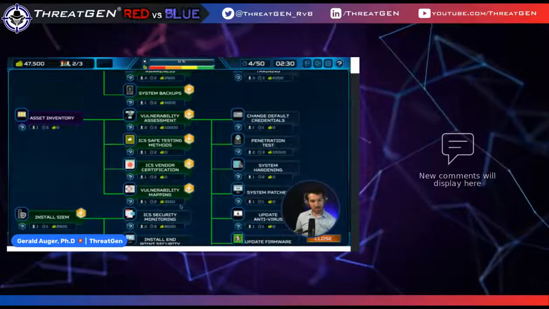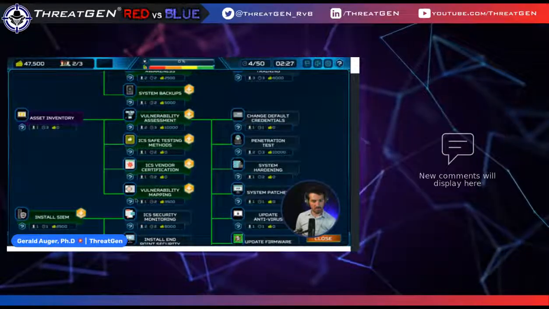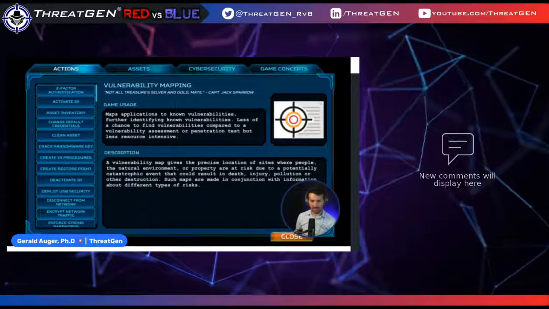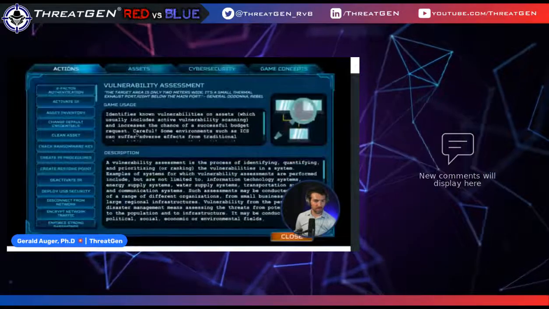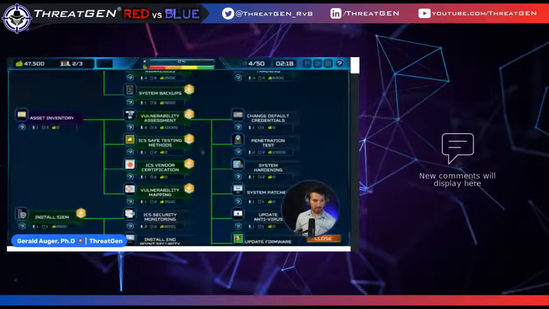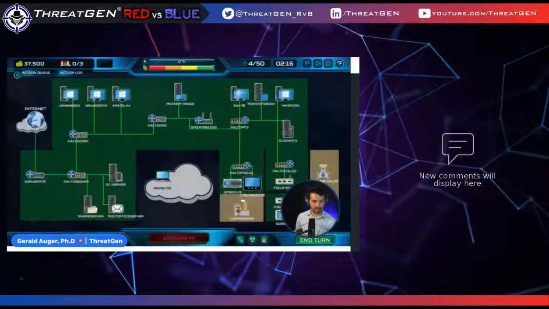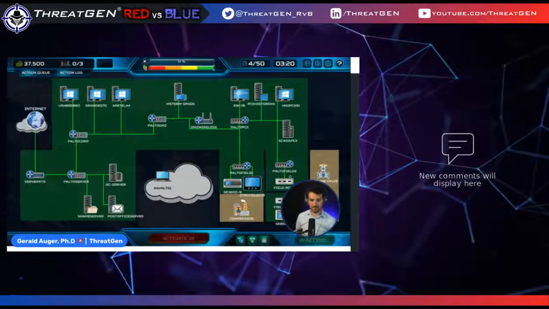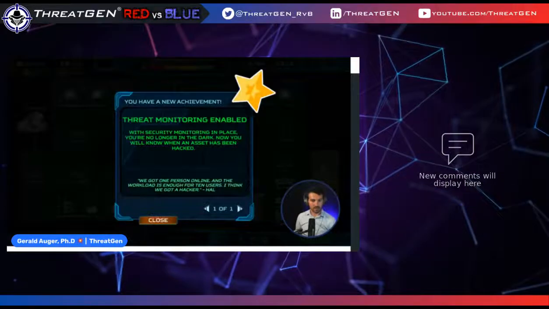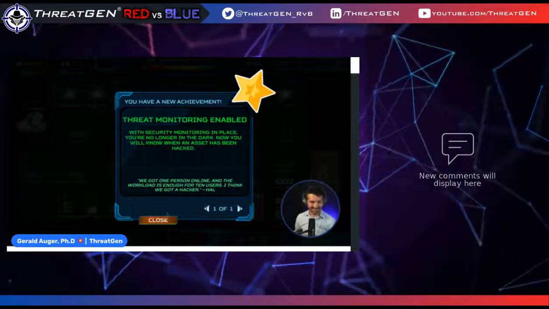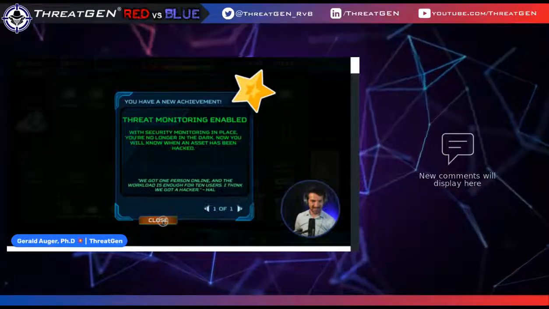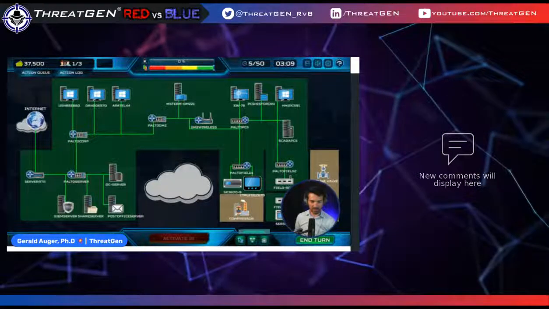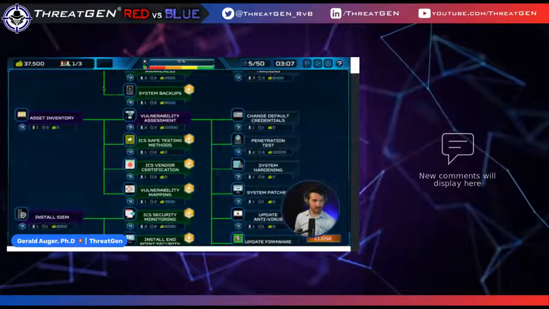Right, so asset inventory, we should definitely do vulnerability. What's the difference between mapping and assessment? Maps applications to known vulnerabilities, further identifying. This one identifies known vulnerabilities on assets. Yeah, we definitely need to do that. Oh, this is so refreshing. Threat monitoring enabled. Cool. Security architecture actions. Okay, governance actions, action tree.